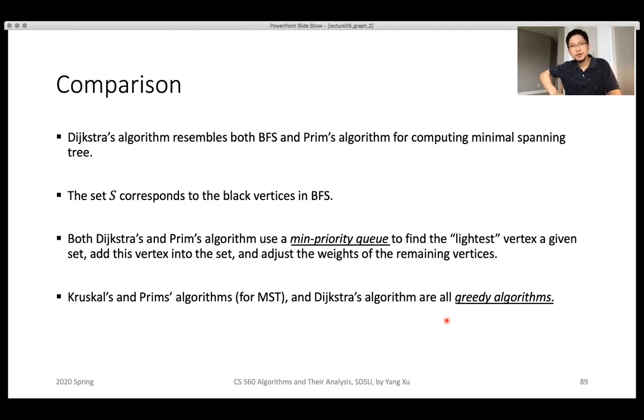Okay, so that's so much for the lecture on advanced graph algorithms, and I hope you enjoy the homework, and hope these slides are helpful with the assignment questions.